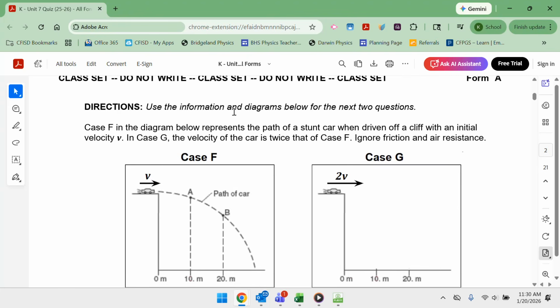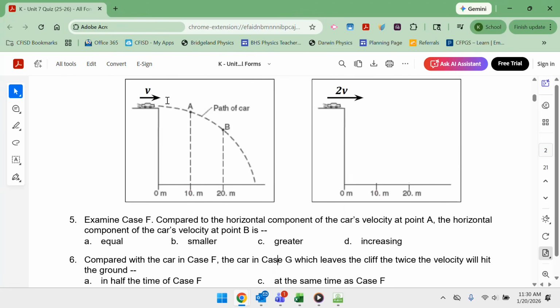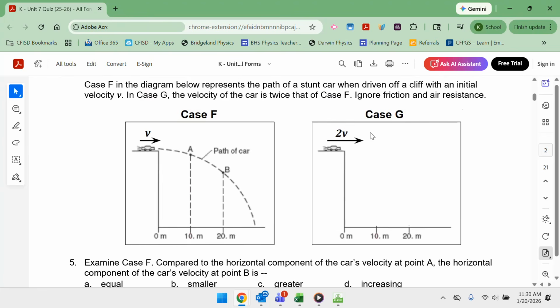It says, use the information and diagrams below for the next 2 questions. And then it says case F in the diagram below represents the path of a stunt car when driven off a cliff with an initial velocity v. In case G, the velocity of the car is twice that of case F. You'll notice it says 2v. Ignore friction and air resistance. So this is the same cliff. And it's the same scenario with the exception of the fact that case F is traveling at v and case G is 2v. So this one's just twice as fast. That's the only difference. But both of them are going to go off a cliff and follow some trajectory and hit the ground below.